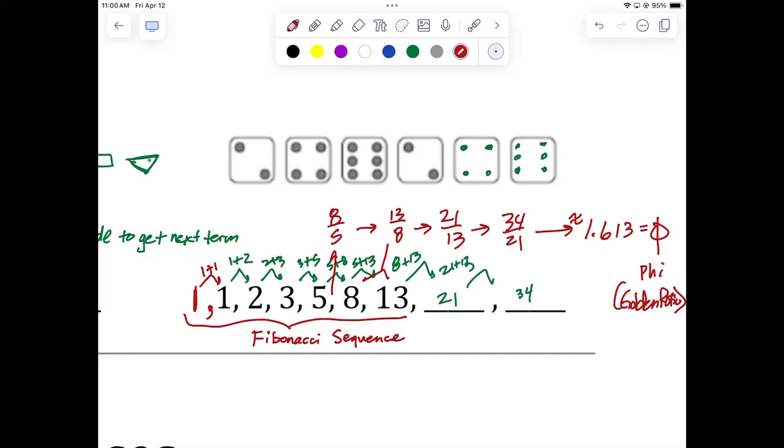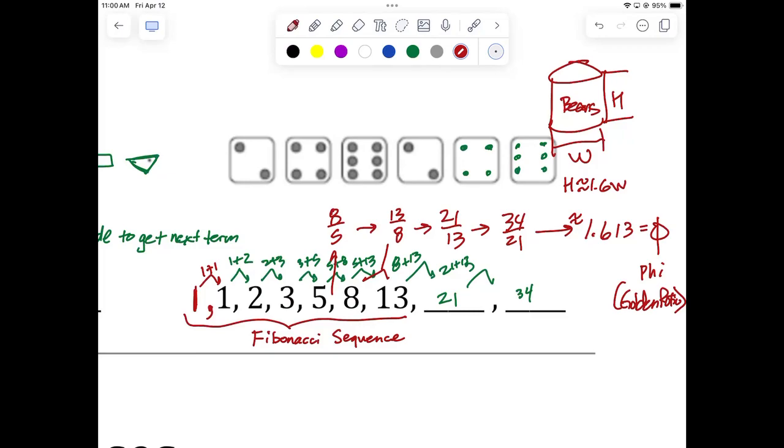Hey, I bet if you took a can of beans, speaking of beautiful, I bet if you took a can of beans from the grocery store and you measured this and you measured this, I bet that the height would be approximately 1.6 times the width. I bet it would be.